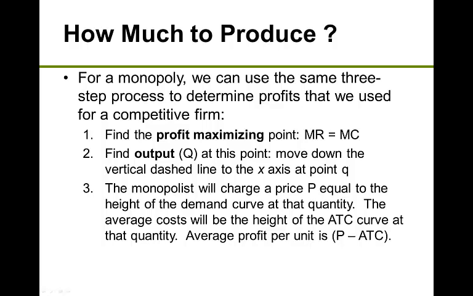Let me say that one more time. If you want to find quantities and profits for a monopolist, step one, find the quantity where marginal revenue is equal to marginal cost. That gives you the quantity. The price the monopolist is going to charge is found by tracing that quantity up to the demand curve and then over. That gives you the price that the monopolist charges. And then profits, or losses, are going to be the vertical distance between the price and the average total cost curve at the quantity that the monopolist produces.